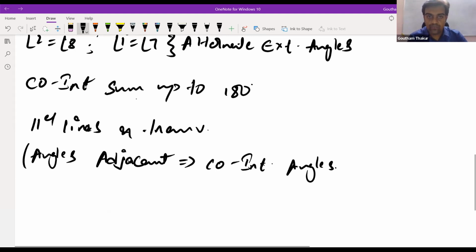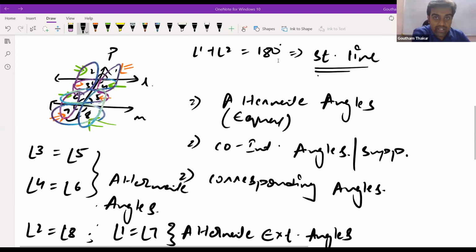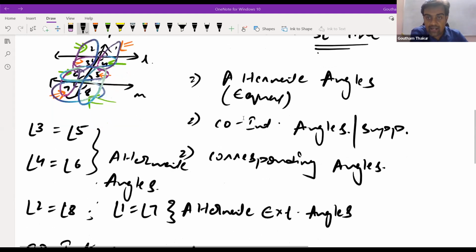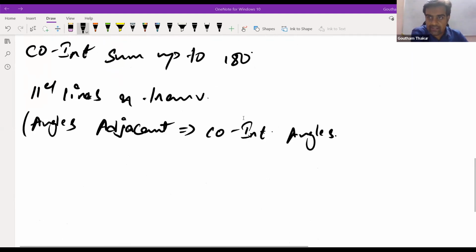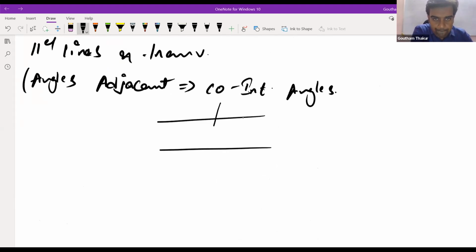It can be 1, 2, 3, 4. Okay, I've marked it over here: 1, 2; 2, 3; 3, 4; 1, 4; 5, 6; 5, 8; 7, 8; and 6, 7. All these are co-interior angles. What are corresponding angles? Let me draw it once again. Okay, what are corresponding angles?